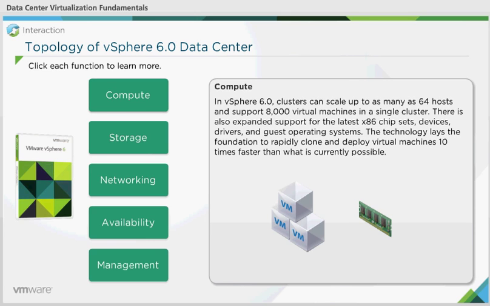In vSphere 6.0, clusters can scale up to as many as 64 hosts and support 8,000 virtual machines in a single cluster. There is also expanded support for the latest x86 chipsets, devices, drivers, and guest operating systems. The technology lays the foundation to rapidly clone and deploy virtual machines 10 times faster than what is currently possible.